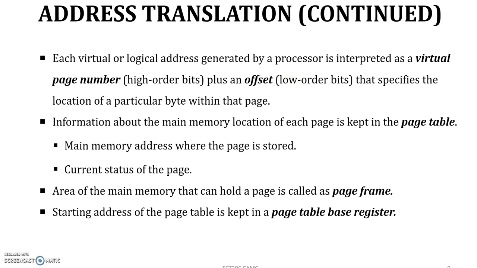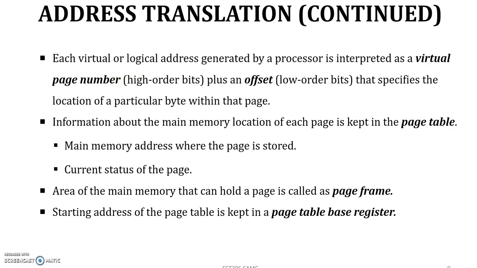We said that the page consists of 2K or 16KB, so it contains so many bytes. The lower order bits, that is the offset, determine the location of the bytes within that page. And it also contains a virtual page number. We'll come to the page number later.